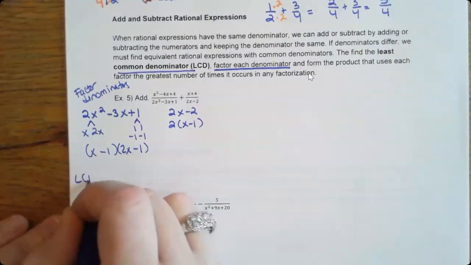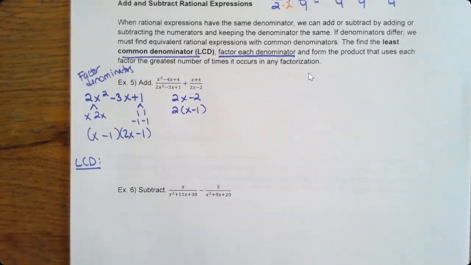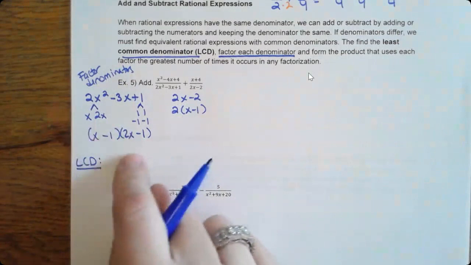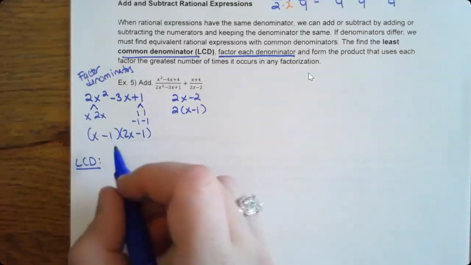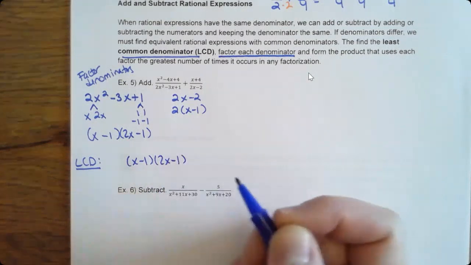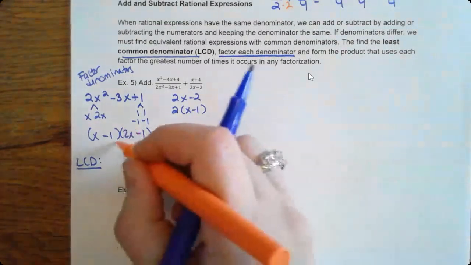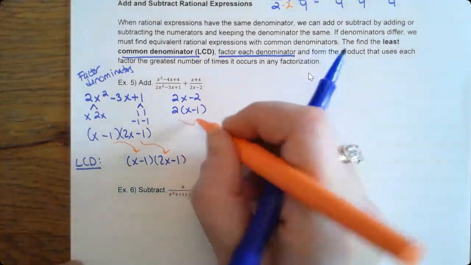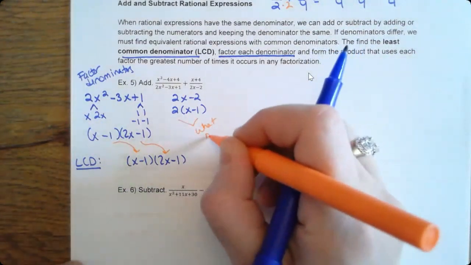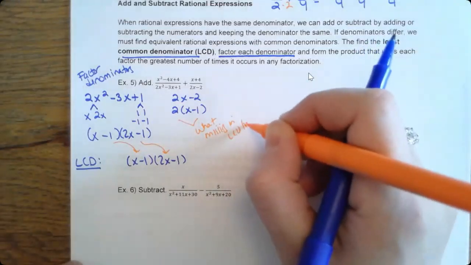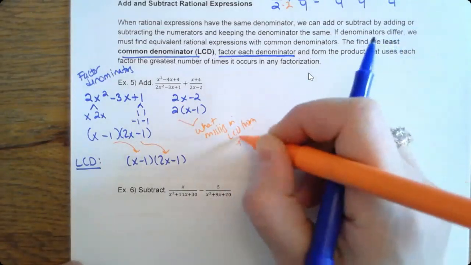So how do you take these and find the LCD? There's different strategies to do this. The way I like to do it is I take my first denominator and I just bring the whole thing down. So I'm going to just rewrite the x minus 1 and the 2x minus 1. So I kind of just bring the whole group down right away. And then what I do is I ask myself, okay, what is still missing in the LCD from this denominator?